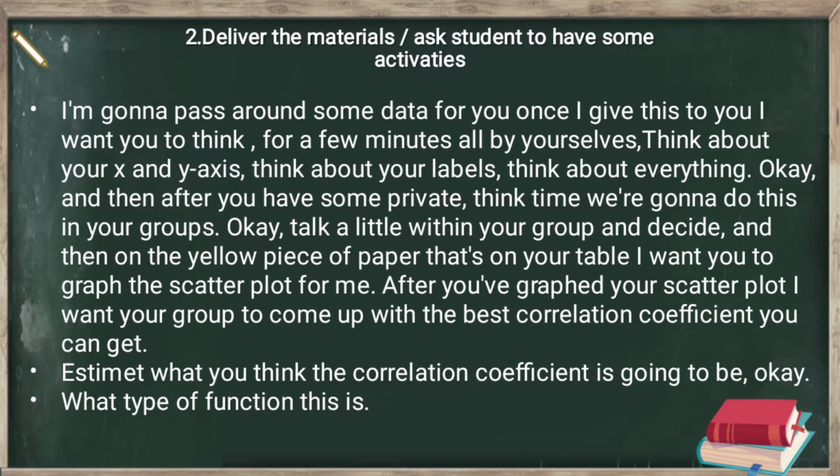And then on the yellow piece of paper that's on your table, I want you to grab the scatter plot for me. After you've grabbed your scatter plot, I want your group to come up with the best correlation coefficient you can get. Estimate what you think the correlation coefficient is going to be, okay? What type of function is this?